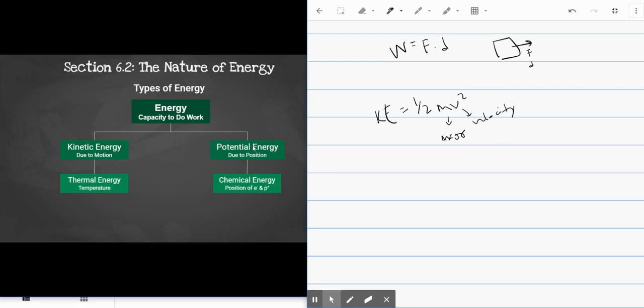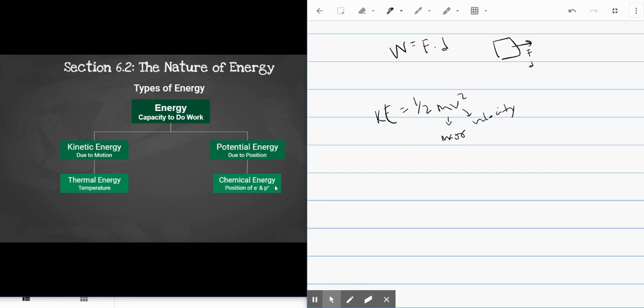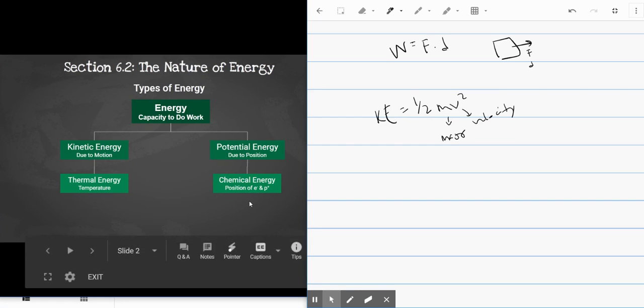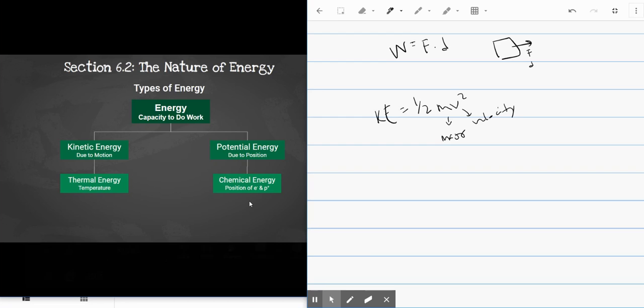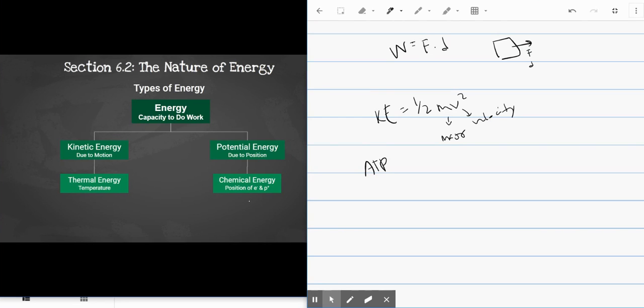And over here, potential energy is related to chemical energy in chemistry because it's the position of the electrons and the protons that holds all of these atoms together. So in biology, you guys learned about ATP and other molecules like that storing energy. So what's really going on is you have the negative electrons on one atom and the positive protons on another atom, and there's a force because these are opposite charges that pulls them together.